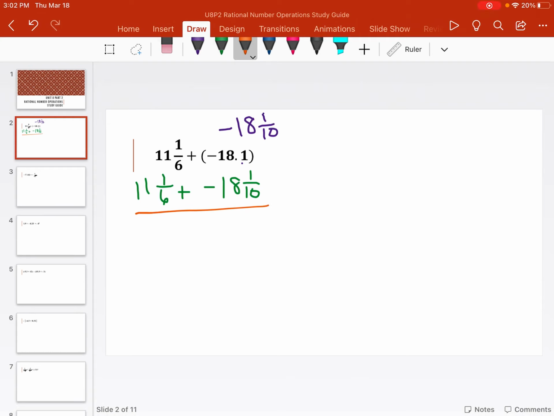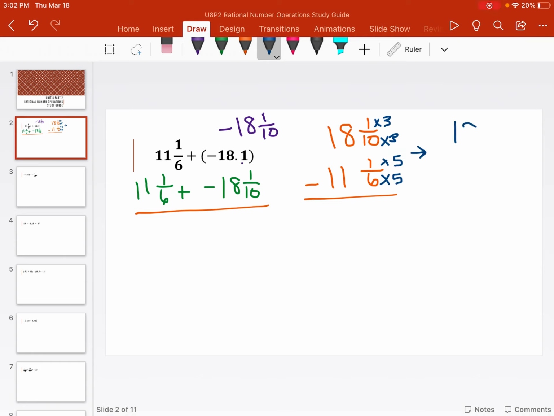Now I'm going to go ahead and add them. It's a positive plus a negative, so different sign, subtract. Remember, when you subtract, you're putting your larger number on top. So 18 and 1/10 minus 11 and 1/6. Before I can add or subtract fractions, I have to have common denominators. I would always aim for the smallest denominator that you can. So while I could go to 60ths, I'm actually going to go to 30ths because that would be the least common multiple. So times 3 over here, times 5 over here.